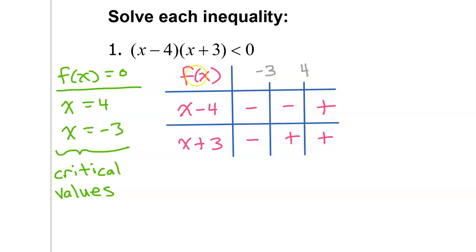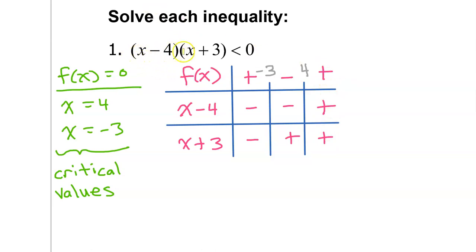What about the overall sign of f of x? In the first interval, we would have a negative times a negative. Remember, these factors are here and here. A negative times a negative is a positive, so that's the overall sign of f of x in the first interval. In the middle interval, we have a negative times a positive, which is a negative. And in the last interval, a positive times a positive is a positive.